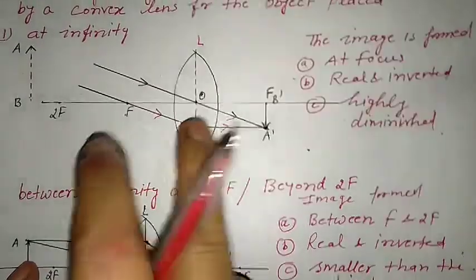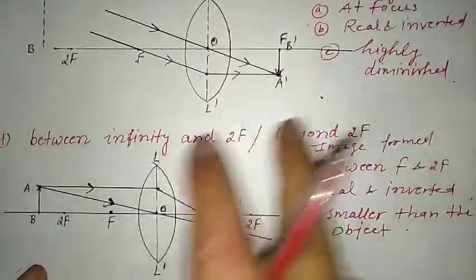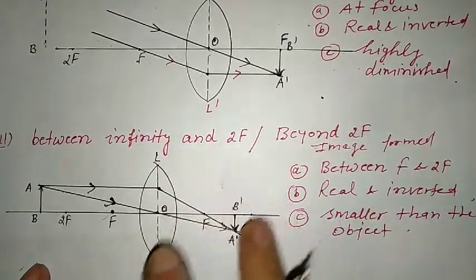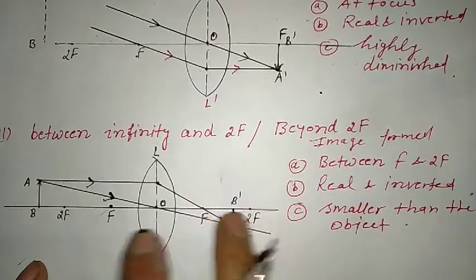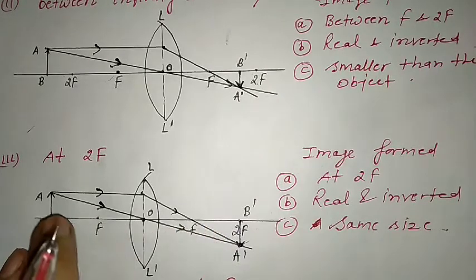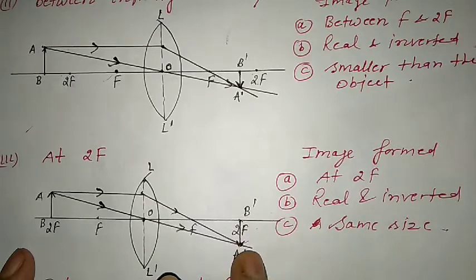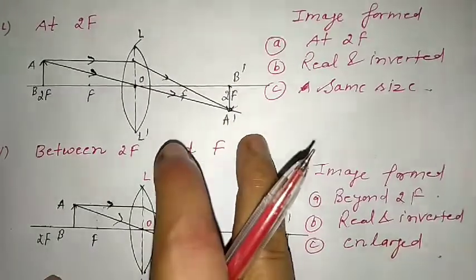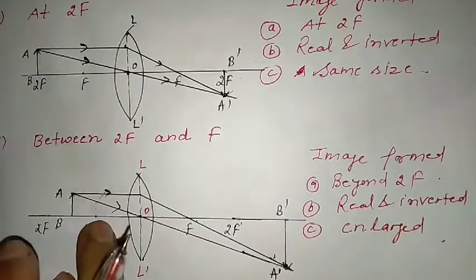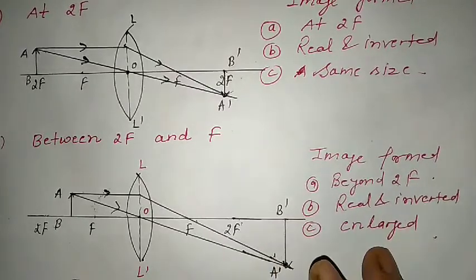First point, at infinity, at focus, real inverted, highly diminished. Between infinity and 2f, or you can say beyond 2f, image is formed between f and 2f, real inverted, smaller than the object. Third position, at 2f, object is placed at 2f, image is formed at 2f only, real inverted, same size. After this, the size will increase now. The object is placed between f and 2f, image is formed beyond 2f, real inverted, enlarged.